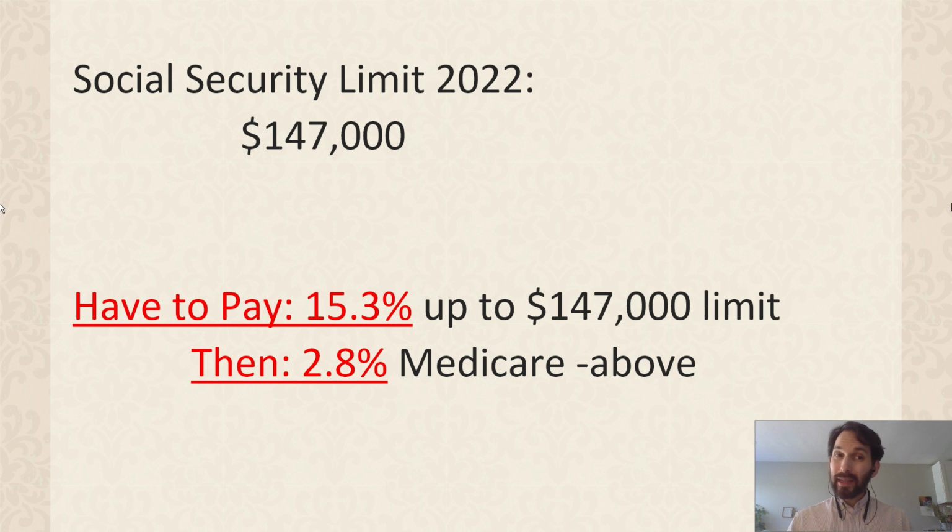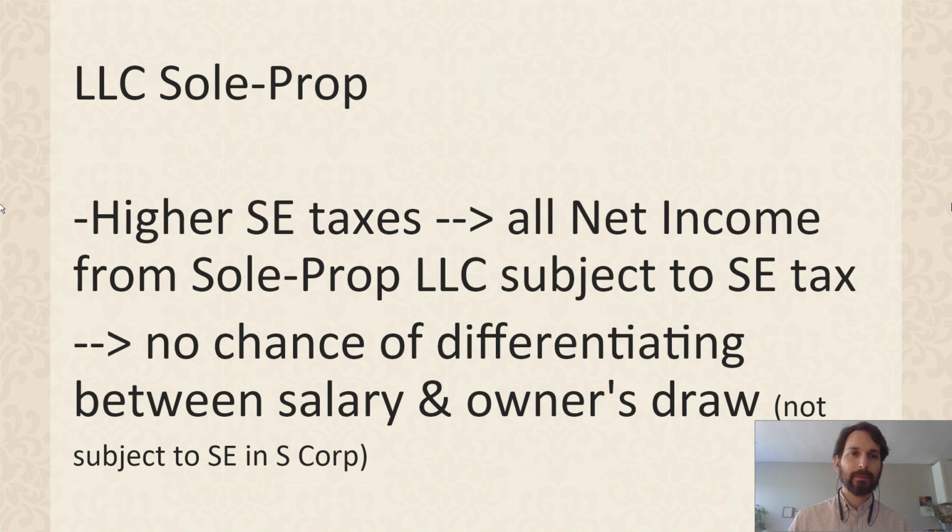Now, there is a Social Security limit for 2022 of $147,000. So you would have to pay up to 15.3% to the $147K limit. And then after that, whatever is above that, you would only be subject to 2.9% of Medicare taxes.